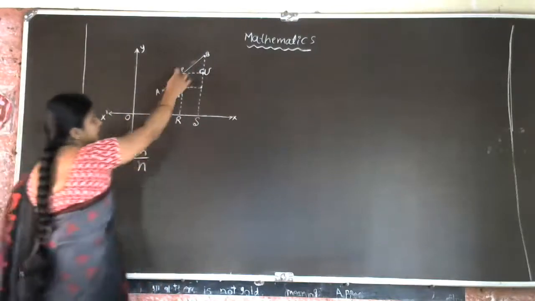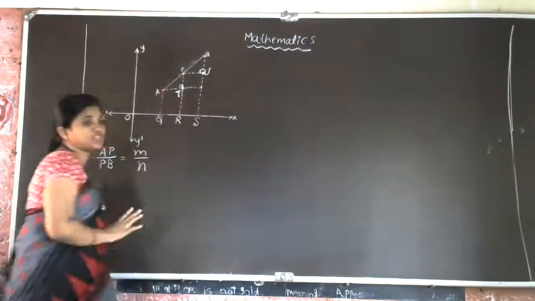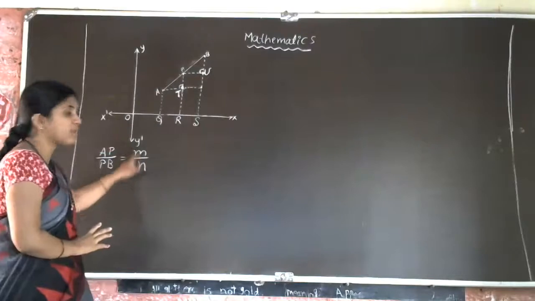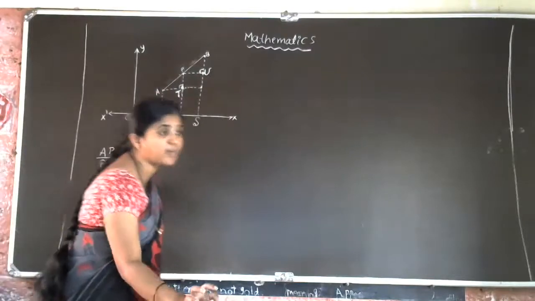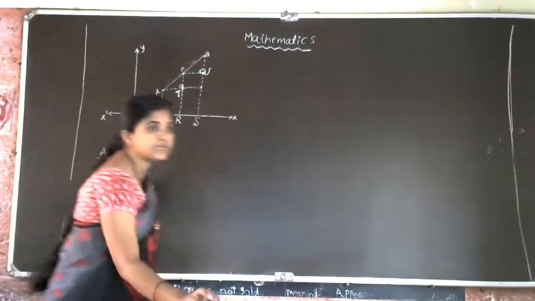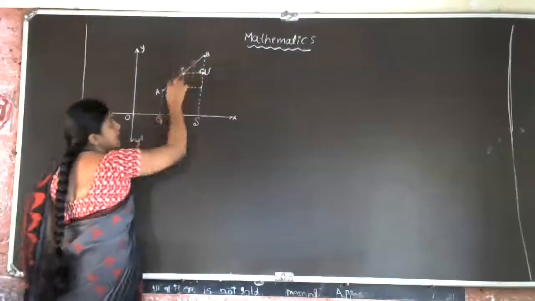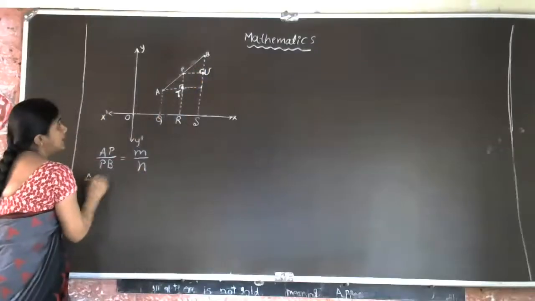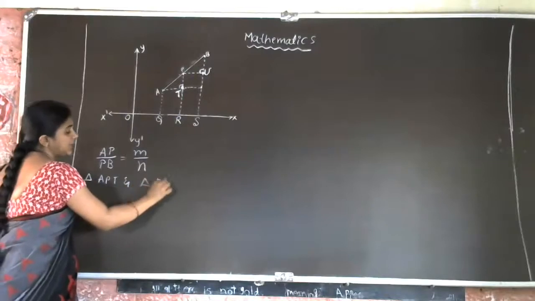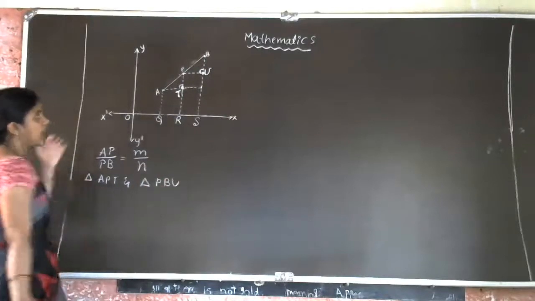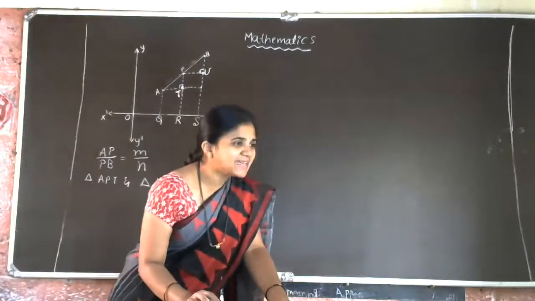So P is a point which divides the line AB in the ratio, and the ratio is in the form of M divided by N. Now, observe two triangles: triangle APT and triangle PBU. Can we say they are similar?